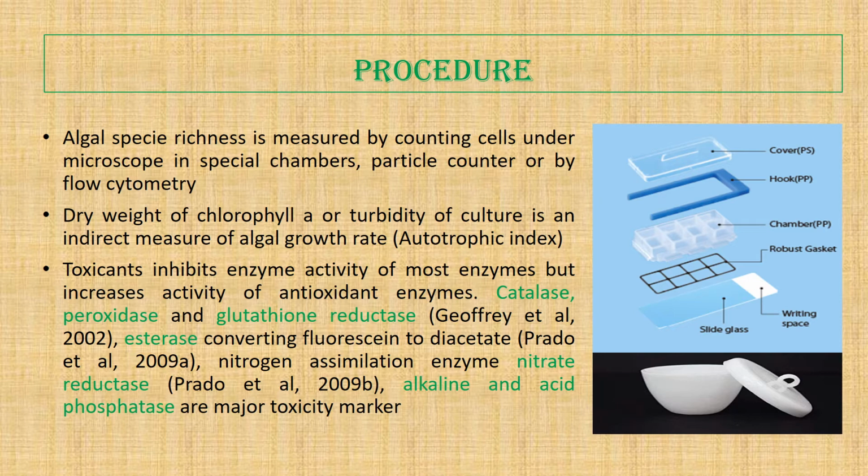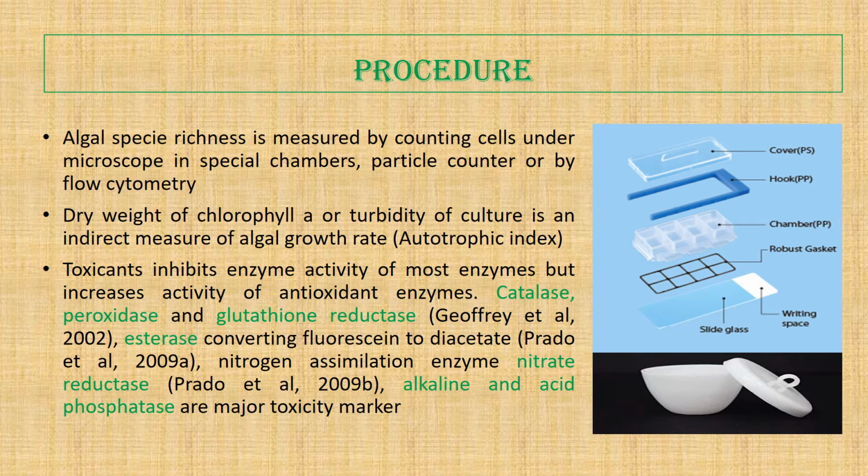We can also find out the metabolic effect of various stress factors by determining the amount of chlorophyll, ash free dry weight, and other things. Chlorophyll a content, which is common in all types of algae, is actually a measure of the autotrophic index, meaning the rate of photosynthesis is determined by this process.